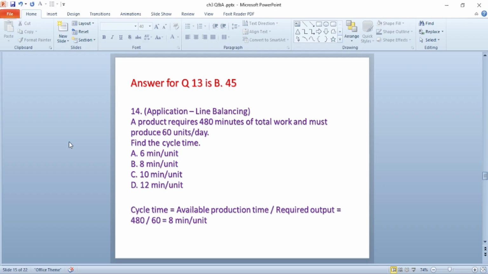Question number 14. A product requires 418 minutes of total work and must produce 60 units per day. Find the cycle time. Cycle time is equal to available production time divided by required output. So available production time is 480 divided by the required 60 units per day. So the answer is 8 minutes per unit, which is alternative B.